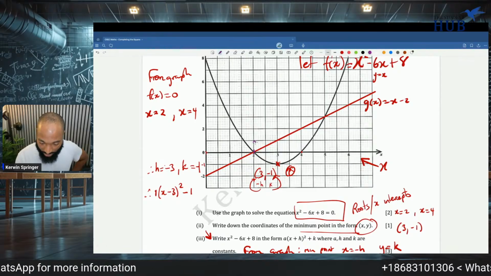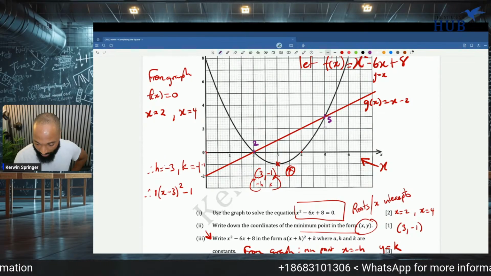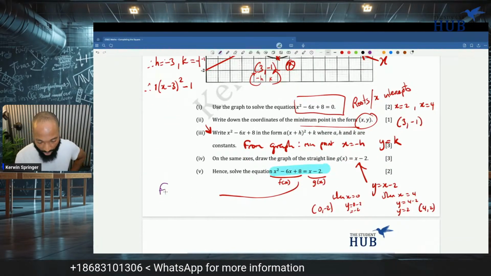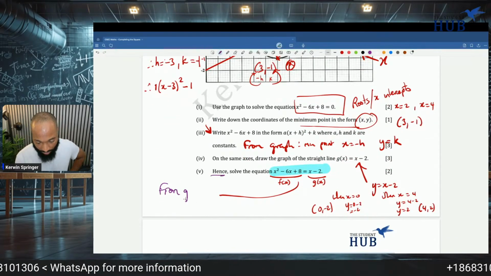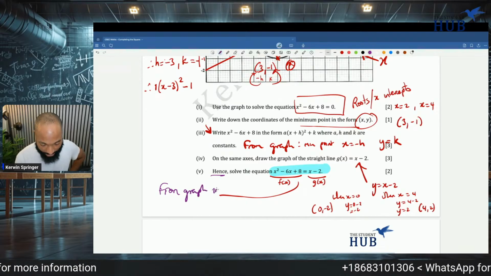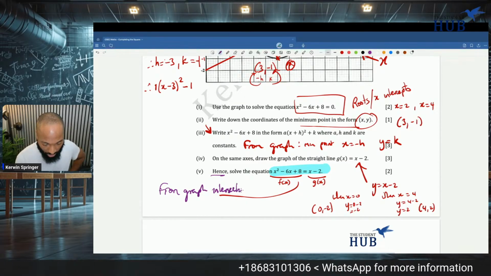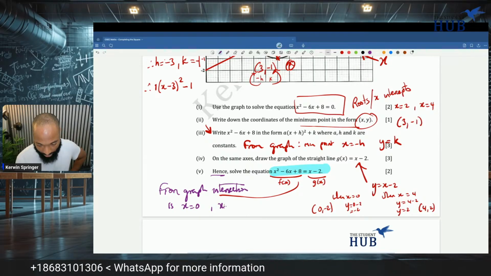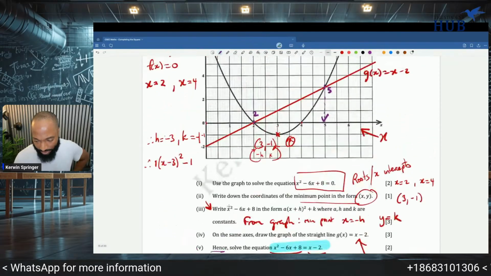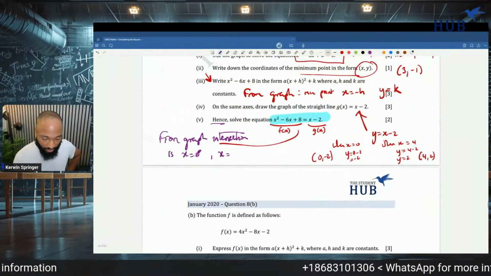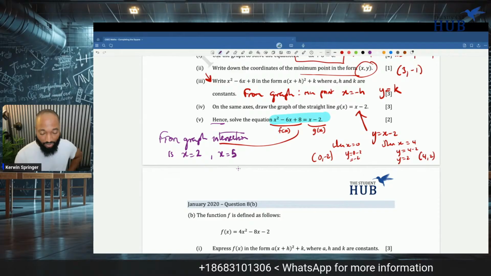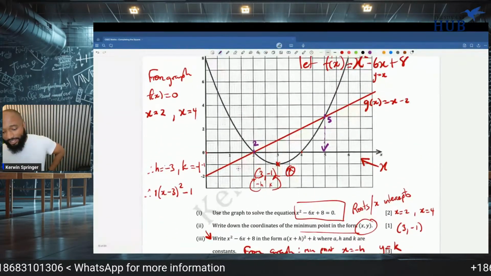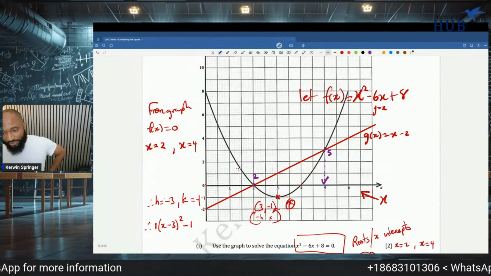So from the graph, this is 2 and this is 5, right? So I can indicate it on the graph. So from the graph, and they said hence, right? So from the graph, the intersection, show them that you know that's the intersection they're talking about, is x is equal to 2, and x is equal to 5. So this was a unique question, a unique question that kind of tested your idea and your knowledge of completing the square and graphs.